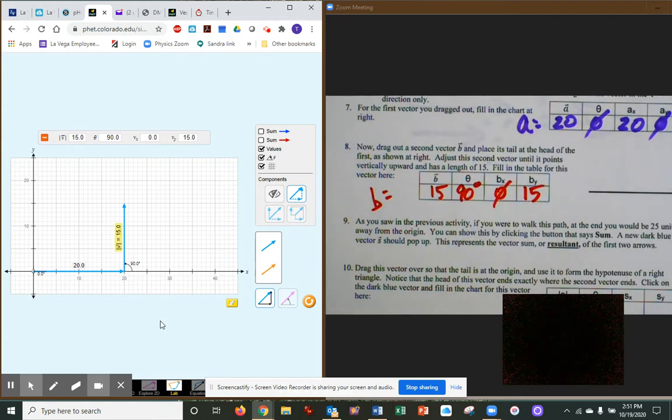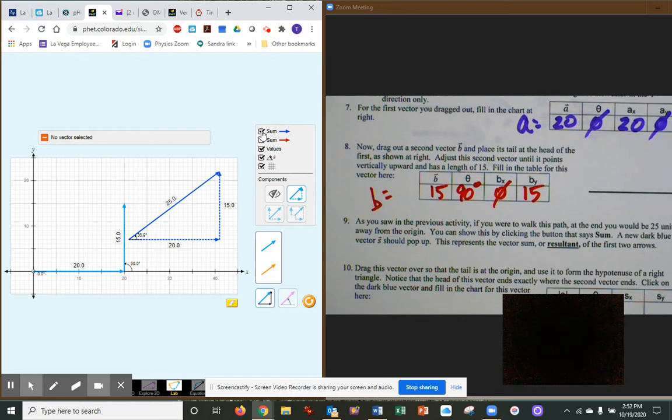Now, as you saw in the previous activity, if you were to walk this path, at the end, you would be 25 units away from the origin. So if I were to walk the 20 to the east, and then I were to walk 15 meters to the north, I will end up 25 meters from where I started to where I ended up. To verify this, whichever color that you chose to pull out, hit the sum for that one. This button right here.